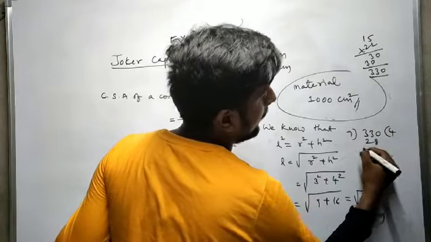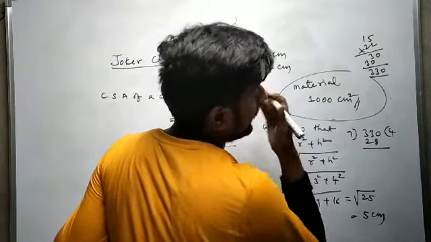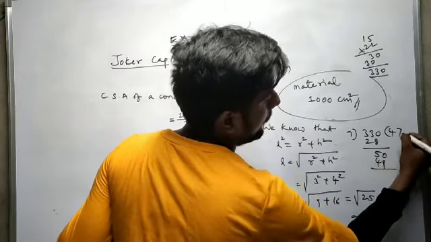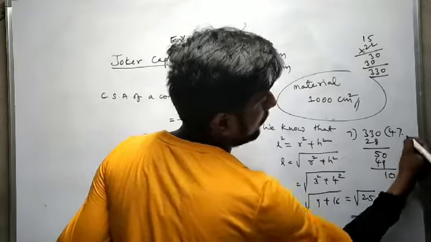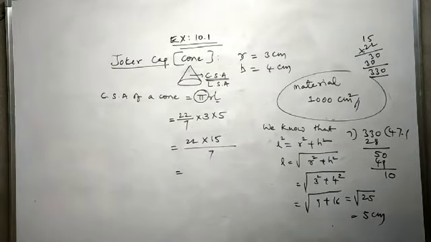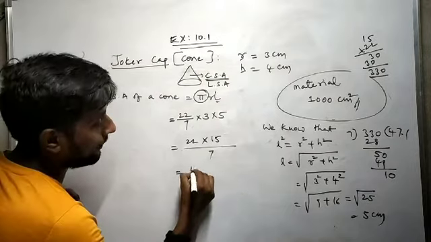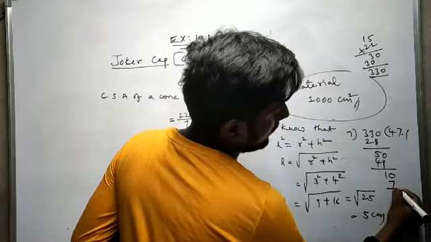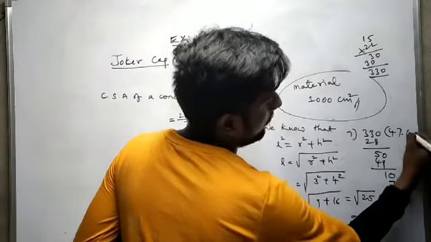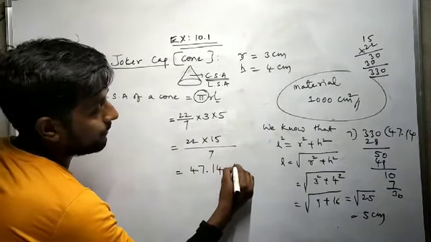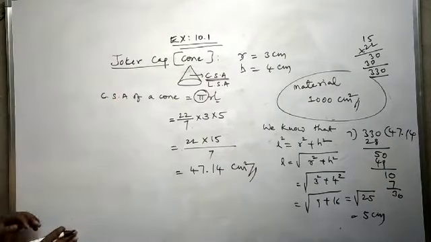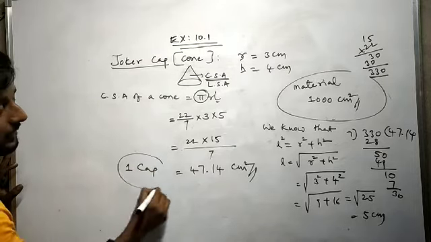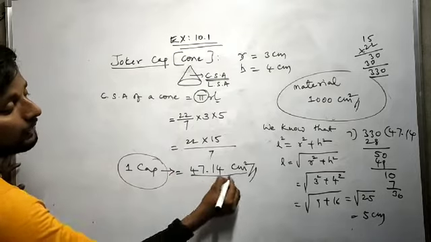7 4s are 28. How much left? 50. 7 7s are 49. Take decimal, 1 0 1. So simply I can write 47.1. If you want to go with one more decimal, 47.14 centimeter square. Correct? It is the CSA. It's for one cap. That means it is the material required for only one cap.